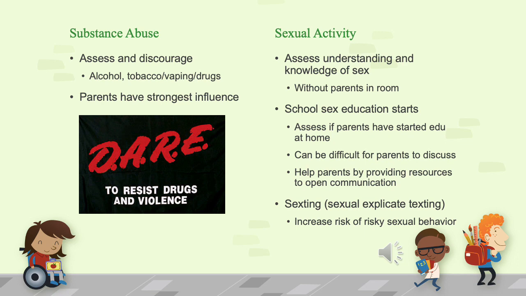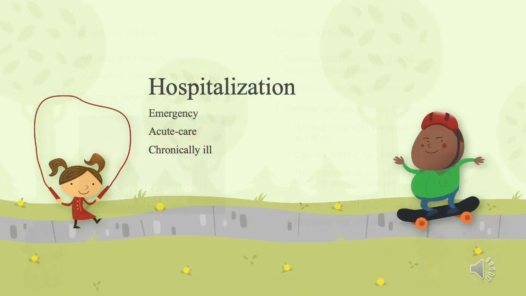A problem that is common with this age group, especially the older school-age child, is sexting, which is sexually explicit texting. Older school-age children who participate in sexting have an increased risk of risky sexual behavior in their adolescent years. We are almost done. This is the final section on hospitalizations. First, we're going to discuss emergency, then acute care, and follow up with chronically ill hospitalized child.